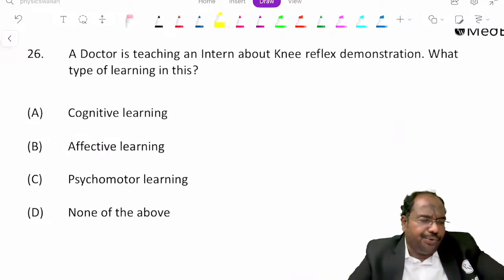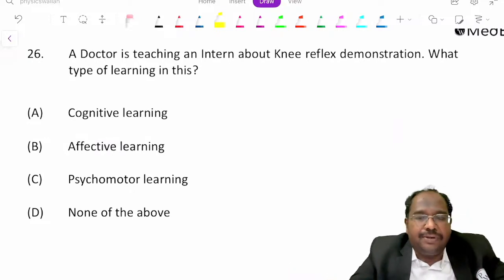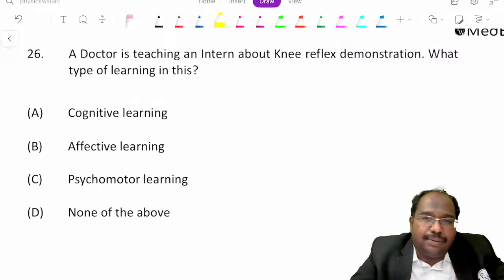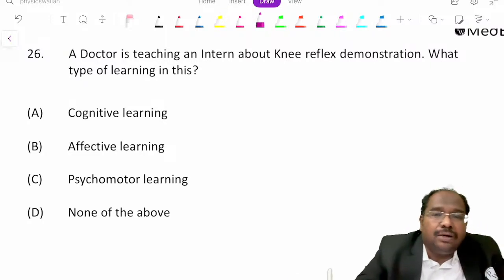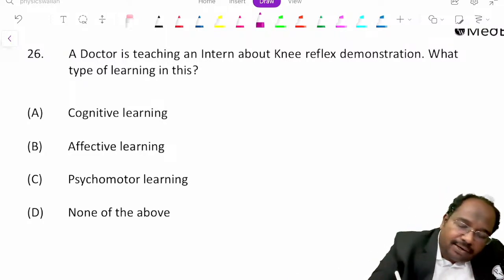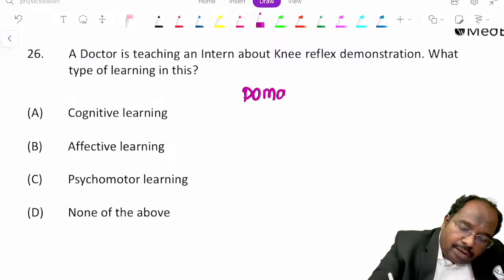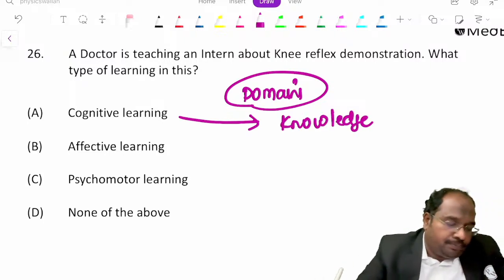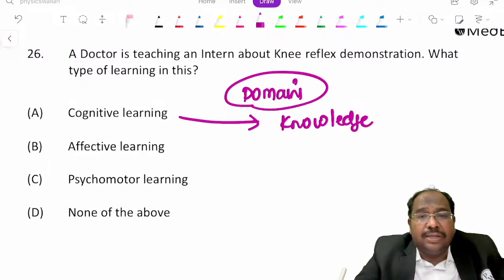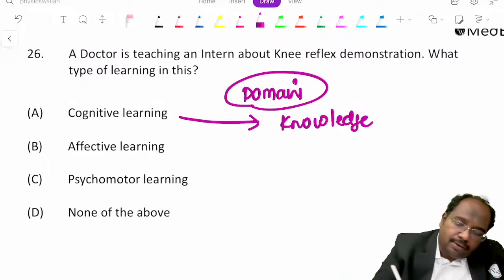Next question. This is a new area where we are getting questions. A doctor is teaching an intern about knee reflex demonstration. What type of learning is this? Listen, we have three domains of learning. One is the cognitive domain, which focuses on knowledge.